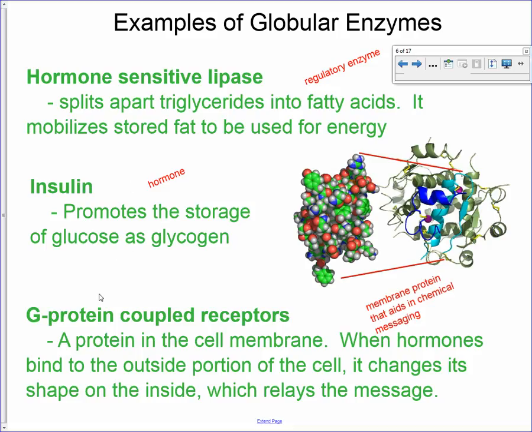Here's another one. This is a G protein coupled receptor. This protein is embedded in the plasma membrane of a cell, and when a hormone like insulin connects to it on the outside of the cell, it changes its shape on the inside of the cell and releases another chemical messenger. So it's kind of like a tag team that relays a message from the outside of the cell to the inside of the cell. So those are just some examples of what globular enzymes do. Super important. They are everywhere in your body, and they're all a result of decoding genes from DNA.